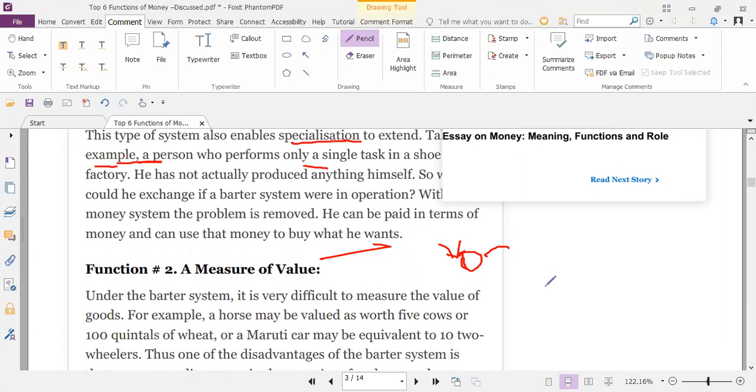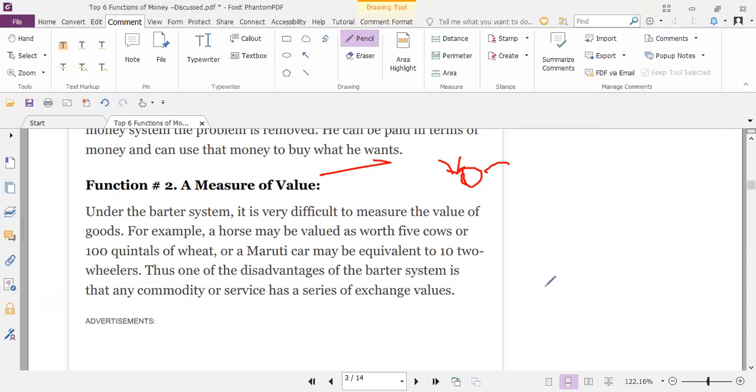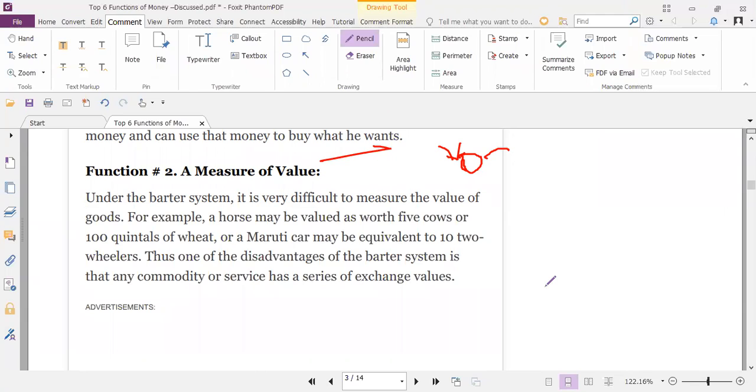Now the second point, the second function or the role of money as a measure of value. So there is a value to money, right? It is not just a paper or just a coin. It has got some value, which can be stored and which can be used whenever there is a necessity, right? Under the barter system, it is very difficult to measure the value of goods.